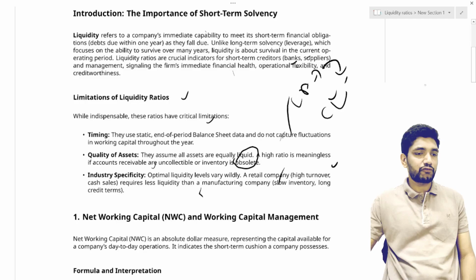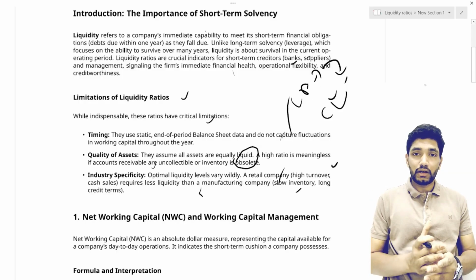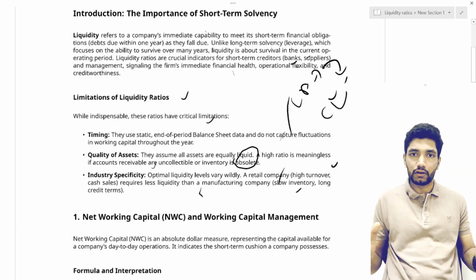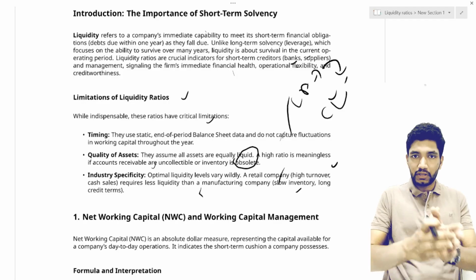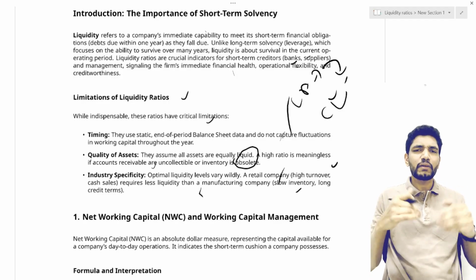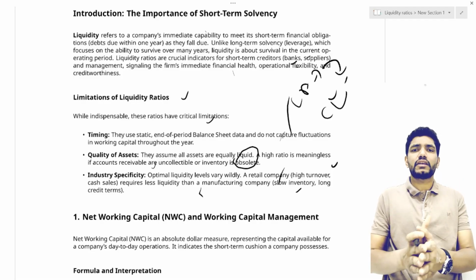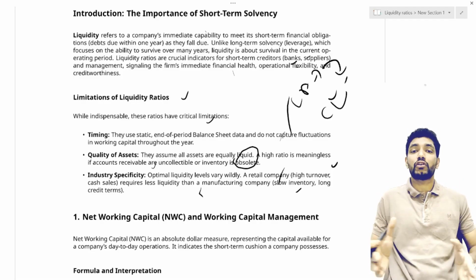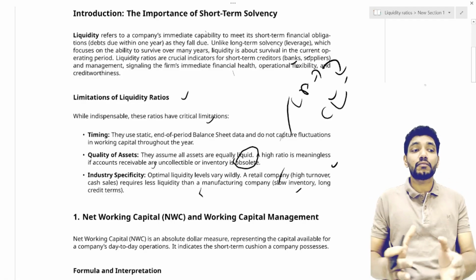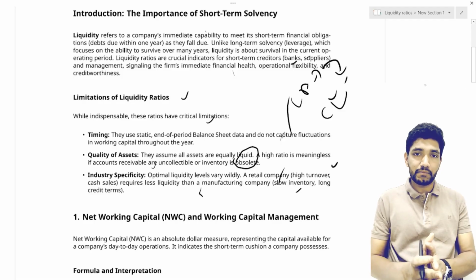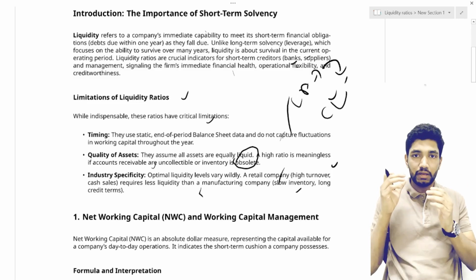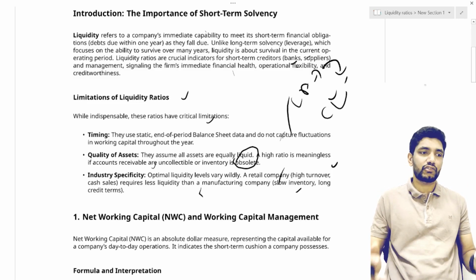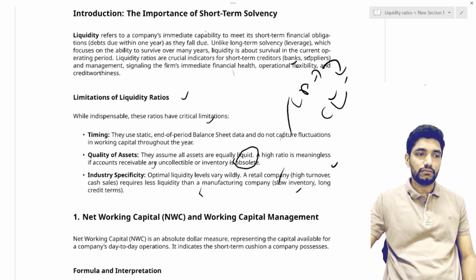But in a manufacturing company, the inventory movement will be slow and the credit terms will be long. So comparing a retail company and a manufacturing company might not be a meaningful comparison, because each industry, even each company, based on its operating structure, has a different industry or company benchmark. These are some limitations we should keep in mind while preparing liquidity ratios.